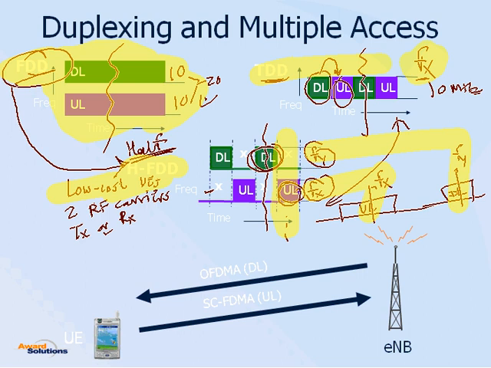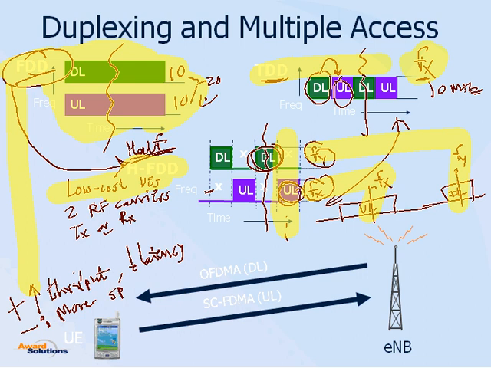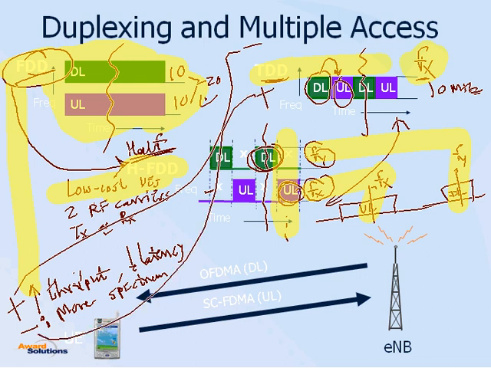But in general, the benefit of FDD is better throughput, reduced latency on average, and the drawback is, of course, we need more spectrum. TDD, yeah, so change this plus to minus, and this minus to plus. We need less spectrum. 10 megahertz, just a single chunk is good enough.